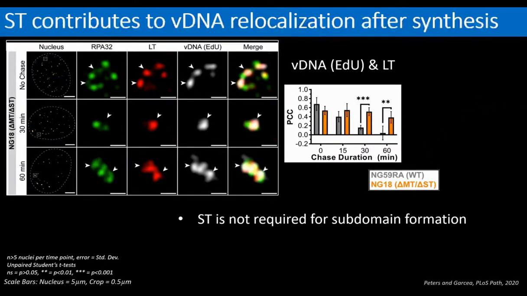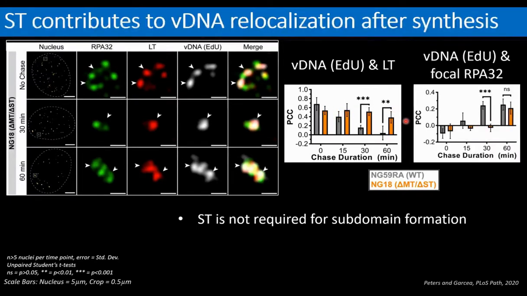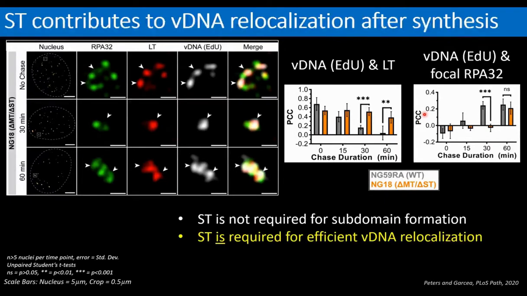Here's the PCC analysis of NG18 infected cells in orange compared to wild-type infected cells in gray. It indicated large T and NG18 viral DNA did not dissociate as much over the 60-minute chase, and viral DNA relocalization to focal RPA32 was delayed in NG18 infected cells. These results indicated that small t is required for efficient viral DNA relocalization after synthesis.